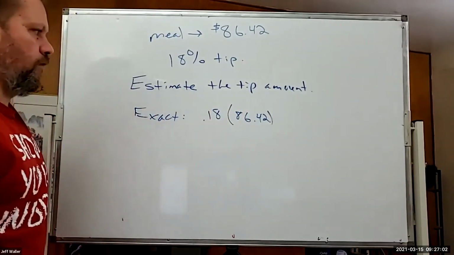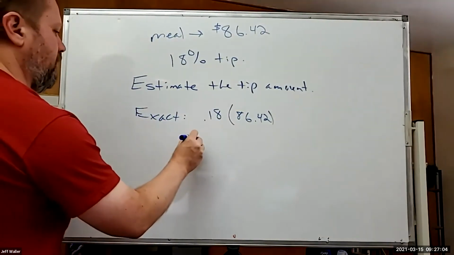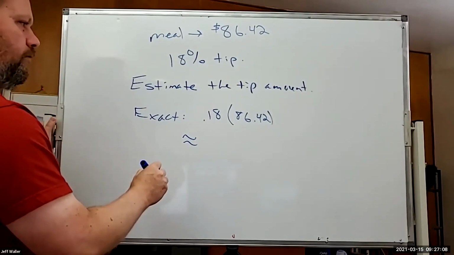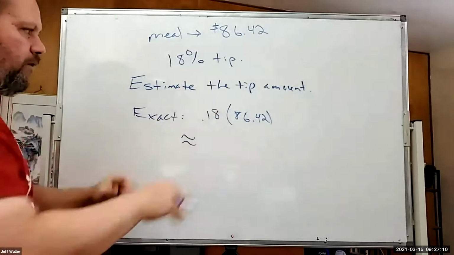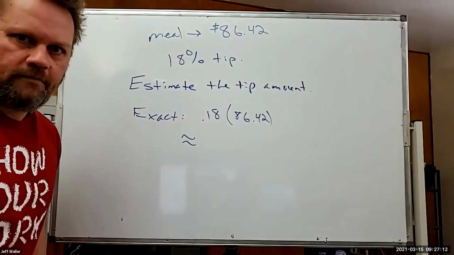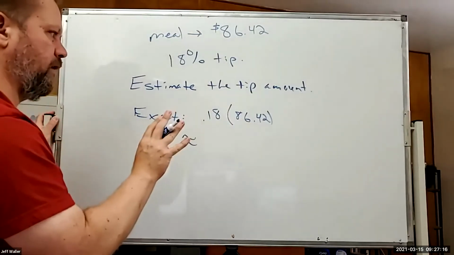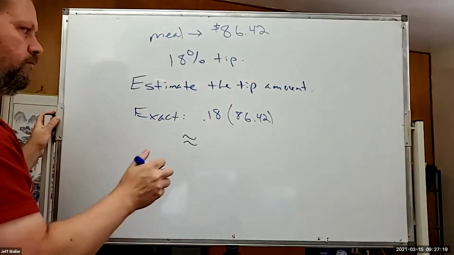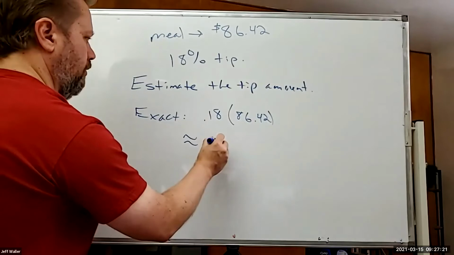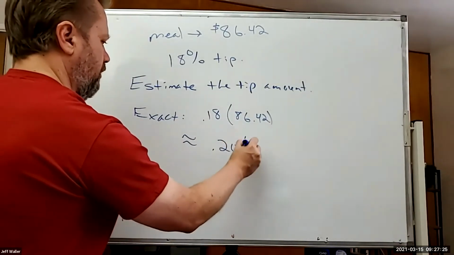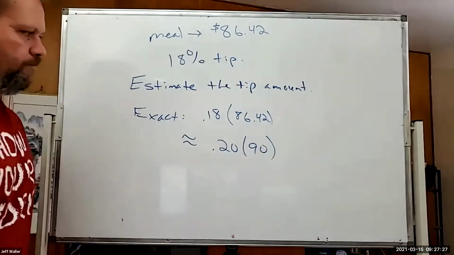So how do I estimate this? What would I do to estimate how much it's going to be? These numbers are ugly. Can we round them a little bit to make them nicer? 20% of 90. That still seems kind of ugly. No, this is $85, beautiful. What are you talking about? 20% of 90. Okay, what's wrong with that?